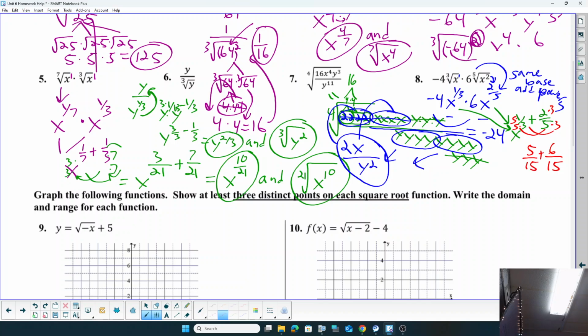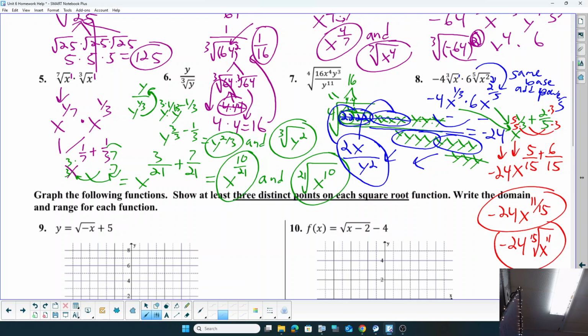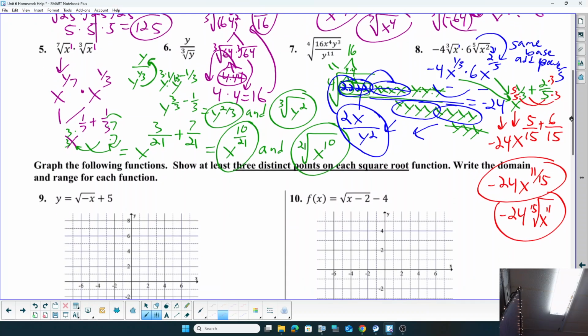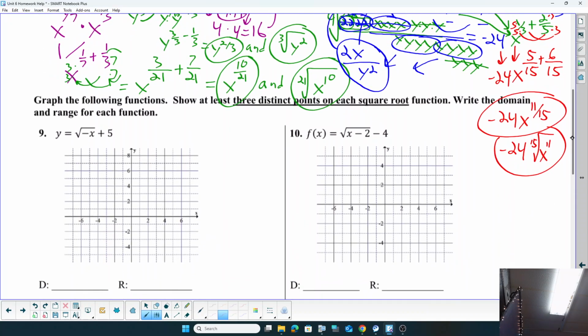We're going to add those together. We bring down our x. We bring down our negative 24. And now, finally, last but not least, we get negative 24x to the 11/15. This is our answer, as well as negative 24x to the 11th power with the 15th root, which is our second answer. Okay, there we go. Nice.